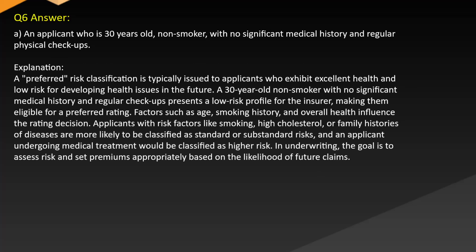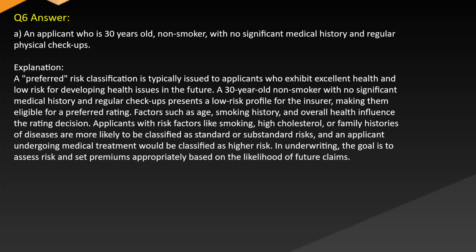Answer: A. An applicant who is 30 years old, a non-smoker with no significant medical history and regular physical checkups. Explanation: a preferred risk classification is typically issued to applicants who exhibit excellent health and low risk for developing health issues in the future. A 30-year-old non-smoker with no significant medical history and regular checkups presents a low-risk profile for the insurer, making them eligible for a preferred rating. Factors such as age, smoking history, and overall health influence the rating decision.